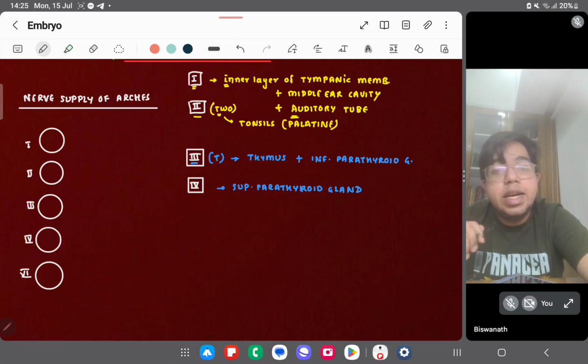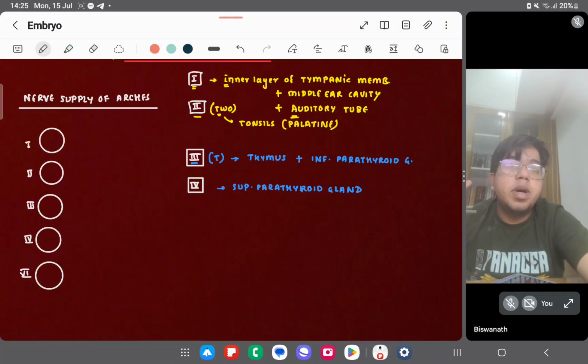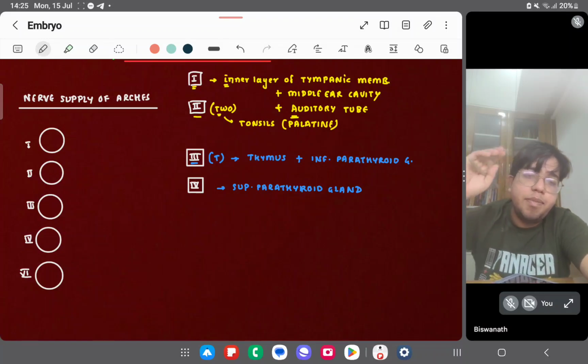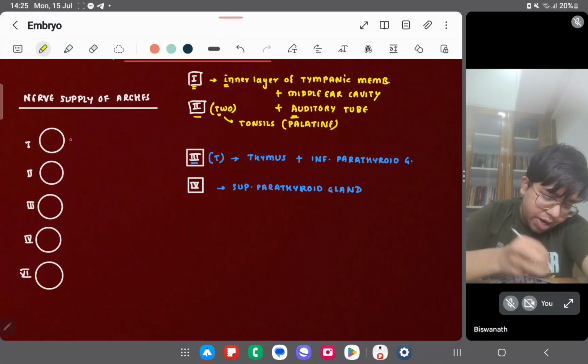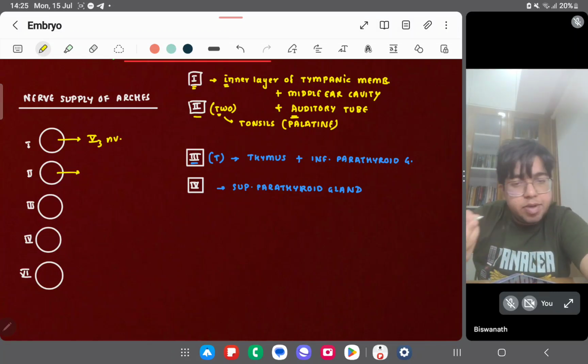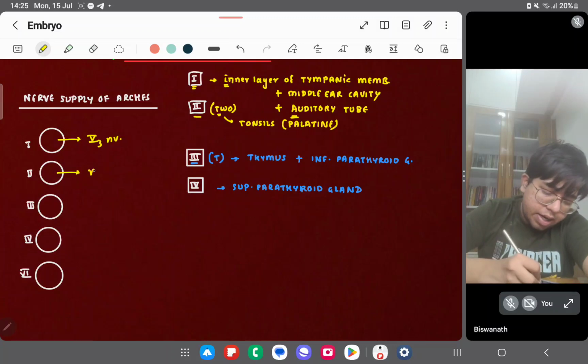So basically, we have five. The number of post-trematic nerves is 5, and pre-trematic is 1. Chorda tympani is the only pre-trematic nerve that is supplying the arches. So we have here the first one. The first one is supplied by the V3 nerve, the mandibular nerve. So the first arch is also known as the mandibular arch, right? And the second one is supplied by the 7th nerve.